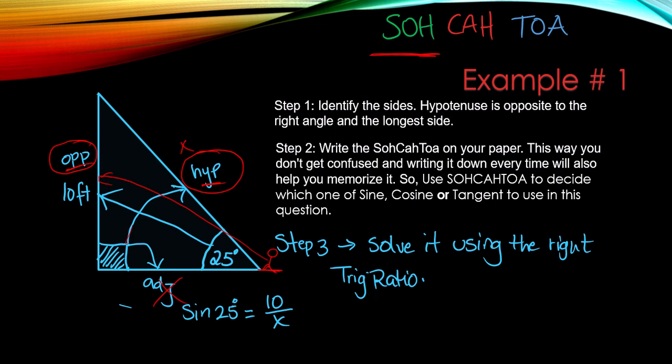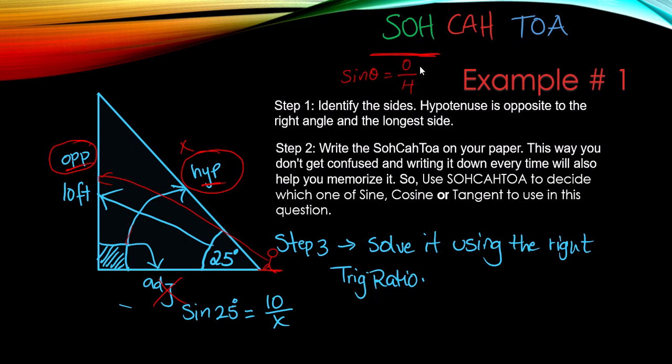And then I write it down the way I showed you before. So I'll just put it back here again. It will be sine theta equals opposite over hypotenuse. Once you know which ratio to use, write it down this way.